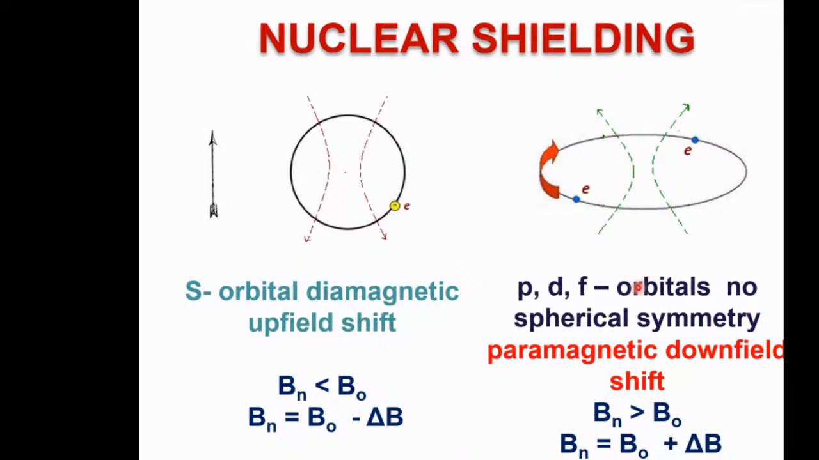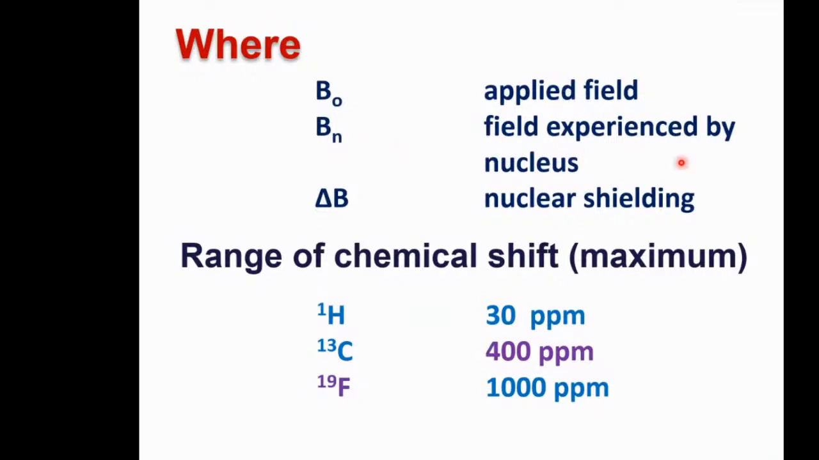On the other hand, in the case of other nuclei, there are electrons in P, D, and F orbitals, and there is no spherical symmetry. Therefore, the induced field is in the same direction as the applied field, as you can see here. So the nucleus experiences a paramagnetic downfield shift. In other words, the field experienced by the nucleus, Bn, is more than the applied field. So Bn is B0, the applied field, plus delta B, the nuclear deshielding here. So B0 is the applied field, Bn is the field experienced by the nucleus, and delta B is the nuclear shielding. So you see a wide range of chemical shift for different nuclei.